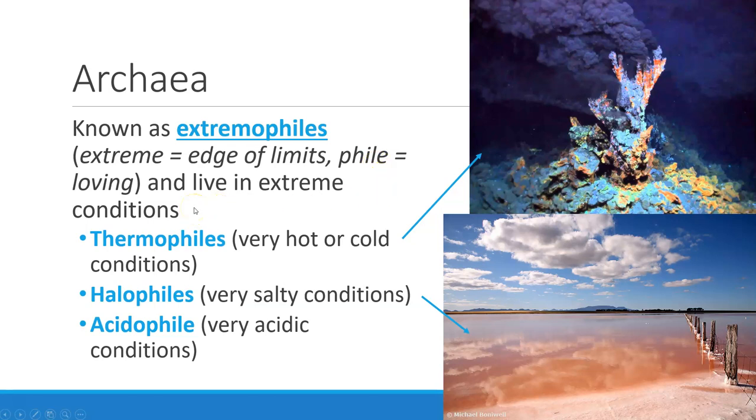An example, or a couple of examples, include thermophiles. Thermo meaning temperature. So they like really hot or very cold conditions, like these black smokers here, which are on the bottom of the ocean. Very hot liquid, like 300 degrees Celsius, and you've got bacteria that live here. We've got halophiles, which are like very salty conditions. Halon is another word for salt. So like this salt lake here. And then we've got acidophiles, which like very acidic conditions.